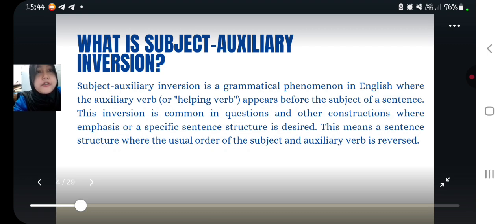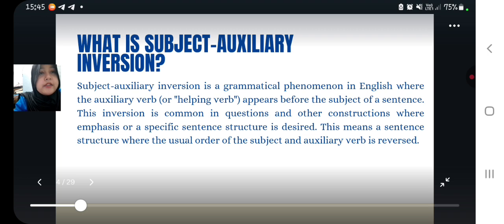Subject auxiliary inversion is a grammatical phenomenon in English where the auxiliary verb or helping verb appears before the subject of a sentence. This inversion is common in questions and other constructions where emphasis or a specific sentence structure is desired. This means a sentence structure where the usual order of the subject and auxiliary verb is reversed.